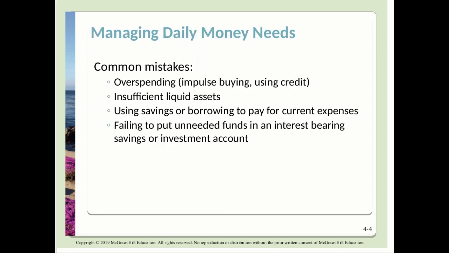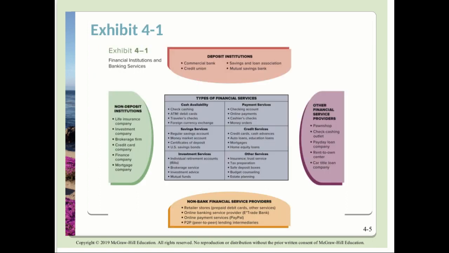Now, a lot of mistakes that people make as far as managing their money is overspending. They don't really understand how much they actually have, and they have a tendency to overspend based on things that they want at that point in time. What that causes is insufficient liquid assets, in other words, not enough cash, all right? Or they might borrow to pay some of the current expenses that they may have. And so you have to be careful as far as your spending is concerned to really think about managing your daily money needs.